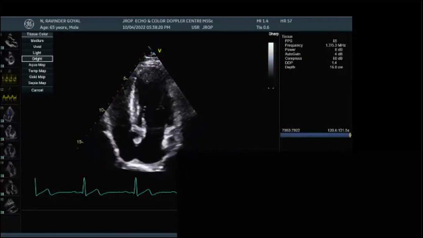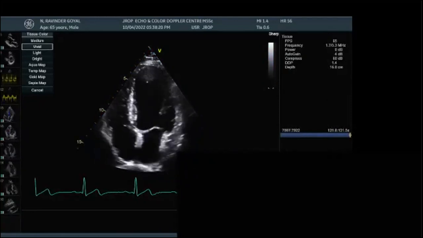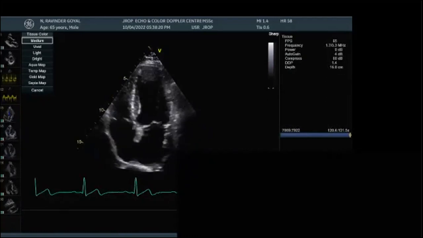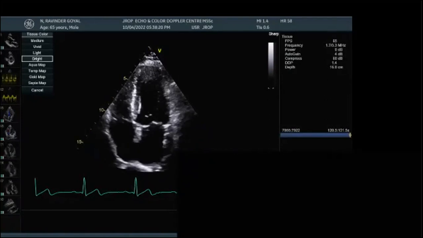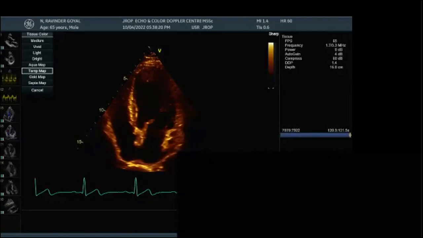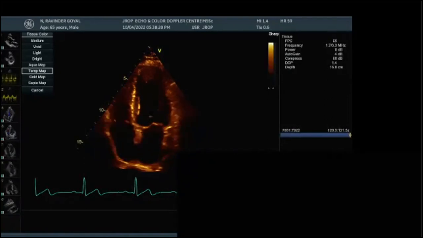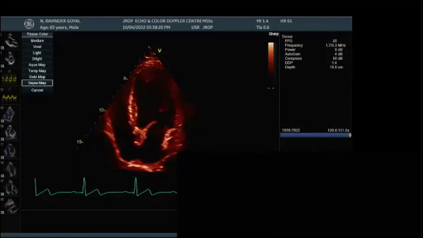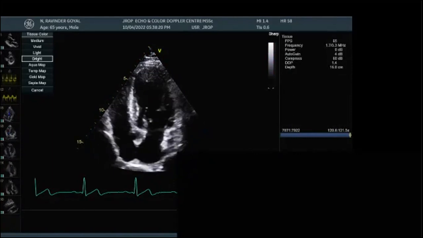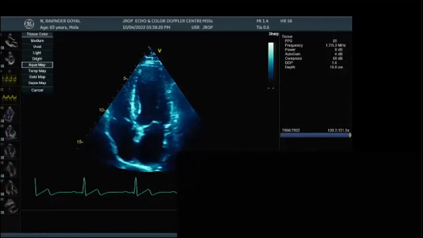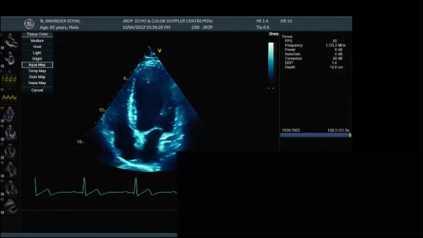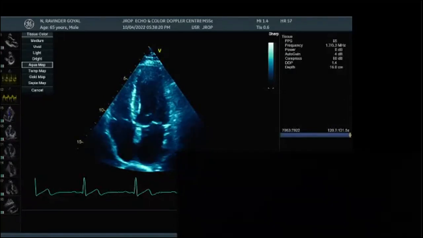Okay. So if you look at the screen, you are able to see on the left hand side the tissue colors: medium, vivid, light, bright, aqua, this is temperature map or some such word. This is gold, this is sepia. So if you are not able to see any structure, then switch on to this gray, chroma colors to identify any structure or a wall motion abnormality.